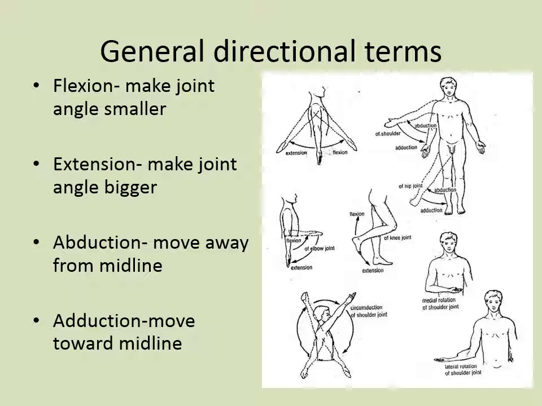For extension, we're going to make the joint angle bigger. So for the shoulder, extension is bringing the arm away from our face or behind our back.